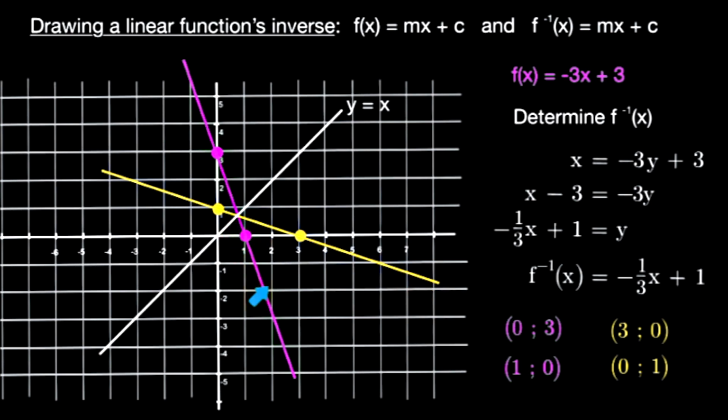And if I take this part of our original function and fold it onto this line, we're going to get this part of our inverse function. So basically, the inverse function is the mirror image of our original function. Got it? And when we swap the coordinates around, we simply get the coordinates of our inverse function.